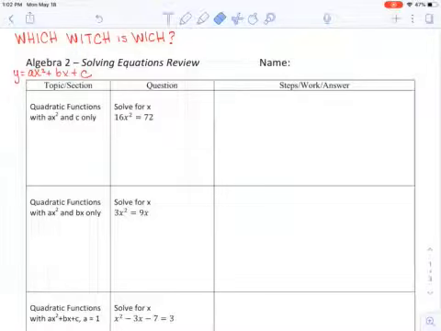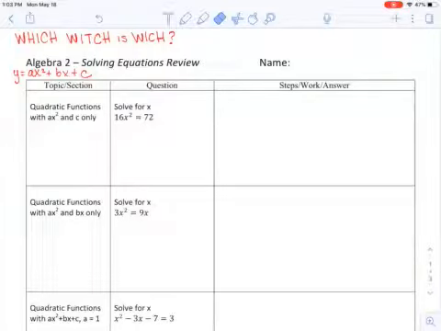Okay, we're going to spend a little time here in the next few days reviewing solving equations. In other words, which is which. You guys have learned so many different equations and how to solve them and what to do with them this year. The problem is if I throw them all at you at once, do you know what to do? So today we're going to start with a little review of quadratics.